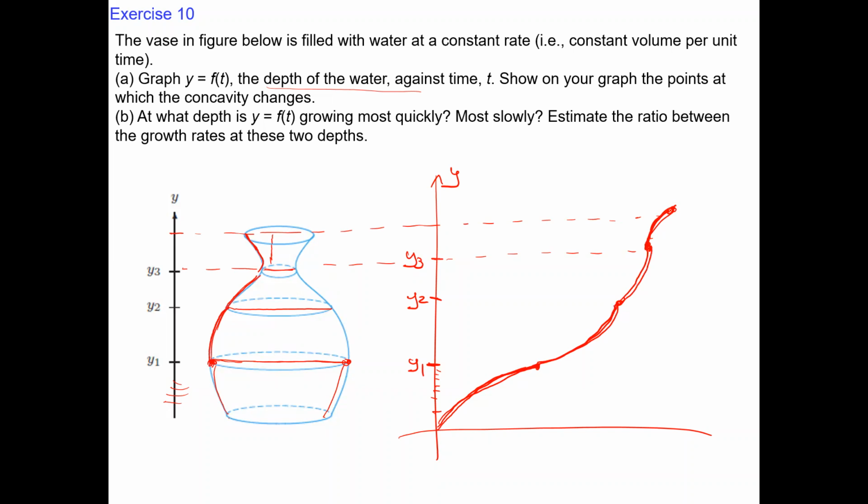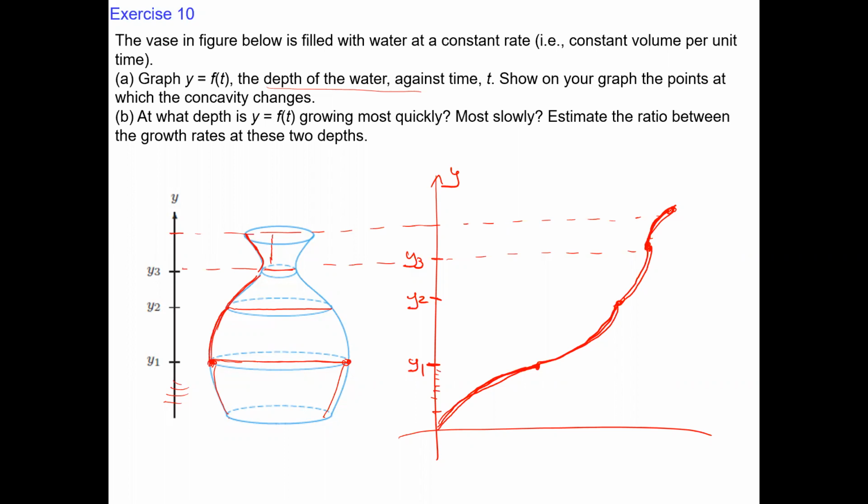We did this one, but now what they are also asking us: at what depth is function f of t growing most quickly, most slowly, and then estimate the ratio between the growth rates at those two depths. Okay.